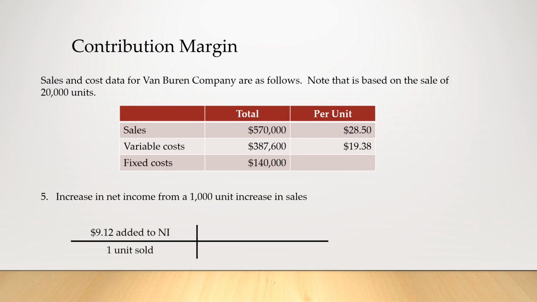As I showed you previously, you can understand this formula using dimensional analysis. This unit CM means that $9.12 is added to net income for every individual unit sold. Multiply the conversion rate by the proposed additional 1,000 units sold, and $9,120 will be added to net income.